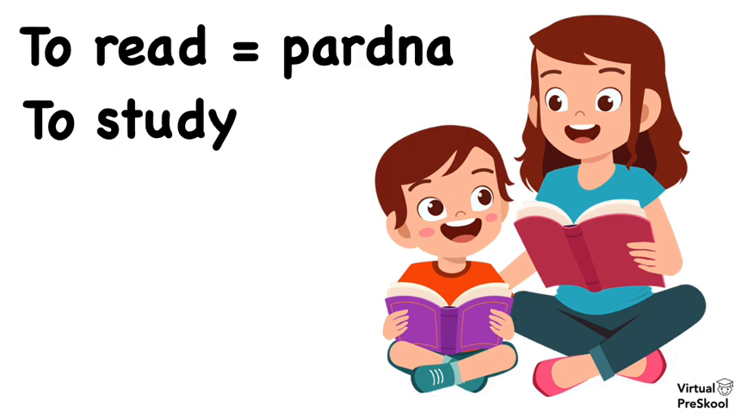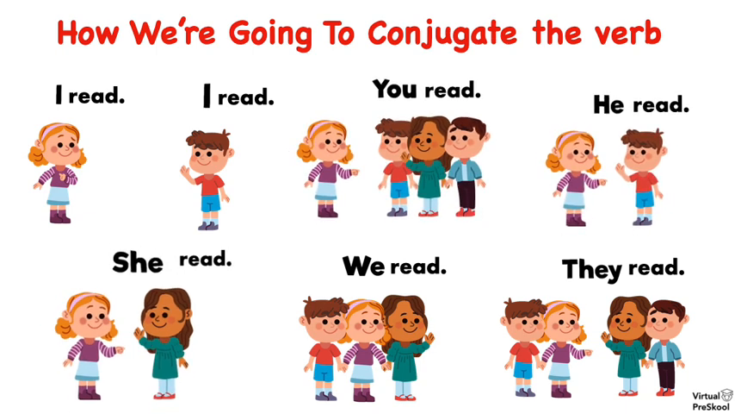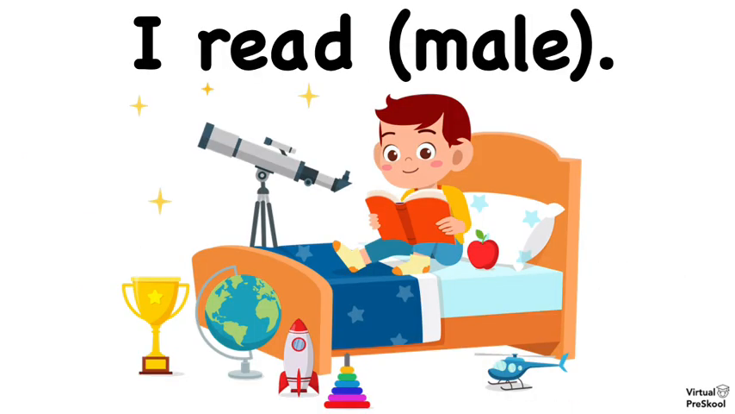We're still conjugating padna, and we're going to conjugate into each of these sentences. I read for a female. I read male. You read. He read. She read. We read. And they read. So let's start conjugating with I read for a male.